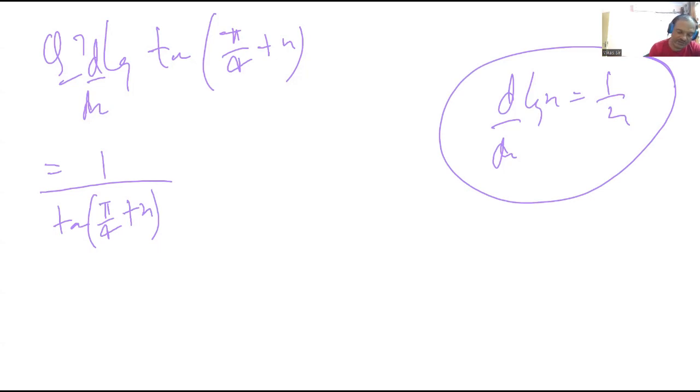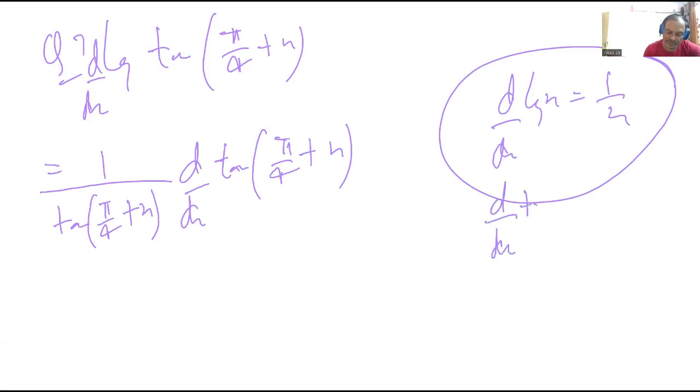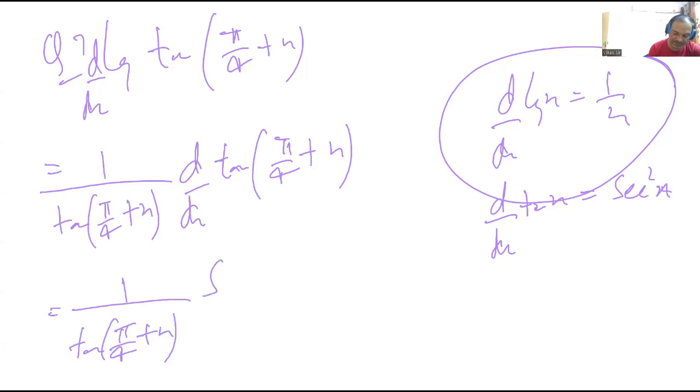Now, you have to differentiate the tan x. Just put the sign of dy dx, write it tan of pi by 4 plus x. Now, the parent function is tan x. We know that dy dx of tan x is equal to sec square x. Okay. Now, how will it be continued? 1 over tan of pi by 4 plus x times sec square of pi by 4 plus x.